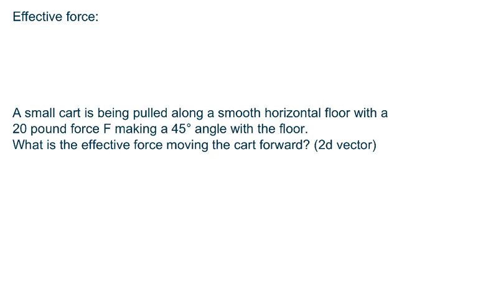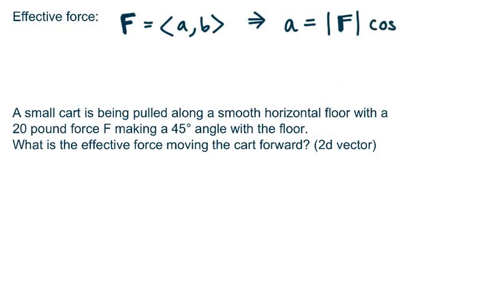Let's look at an example. And this example talks about effective force. So I'm going to define what that effective force is before we begin. Given some vector, boldface F here, in component form A, B, the effective force can be found by saying A equals the magnitude of vector F times the cosine of some angle theta.